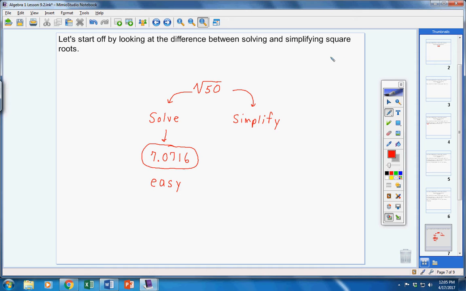Off to the side in your notes, I want you to write down a bunch of perfect squares. Go ahead and write the words perfect squares. And let's write a bunch of them. 2 times 2 is 4.